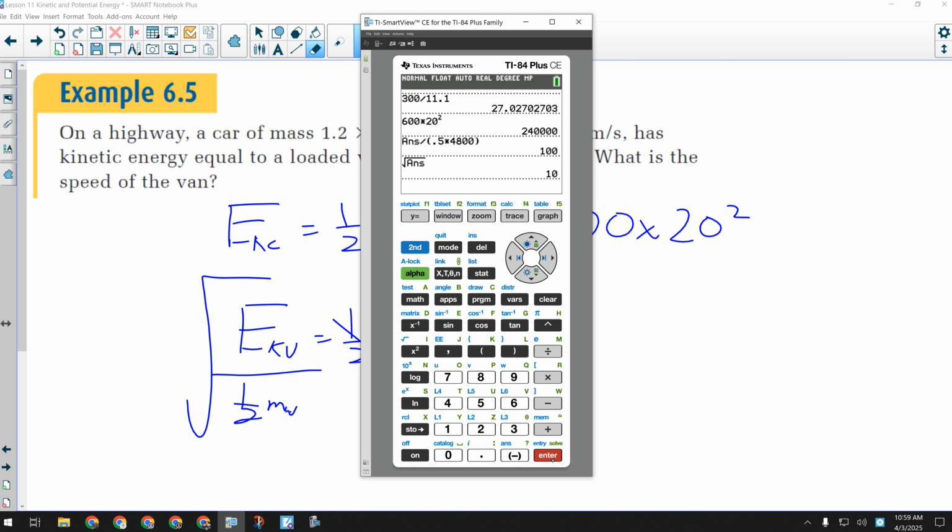Could I have done that in my head? The car is 1/4 as heavy. So if I'm talking about the van, which is 4 times heavier, but it has the same kinetic energy, it has to be going half as fast. It has 4 times as much mass, so it has to have half as much speed. Obviously, it doesn't take very long to calculate that, but there's a shortcut for that if we understand that relationship.